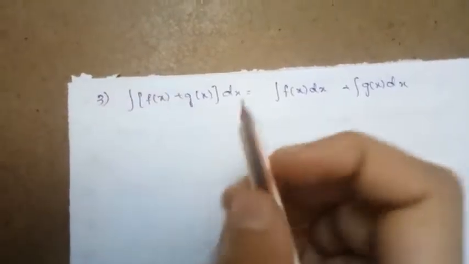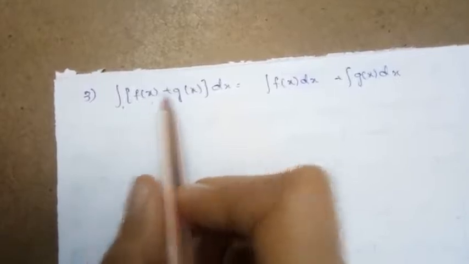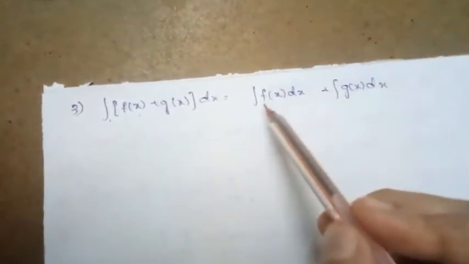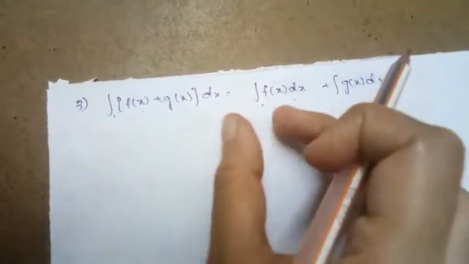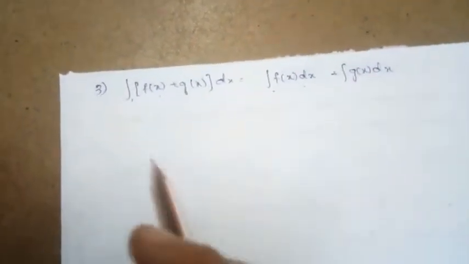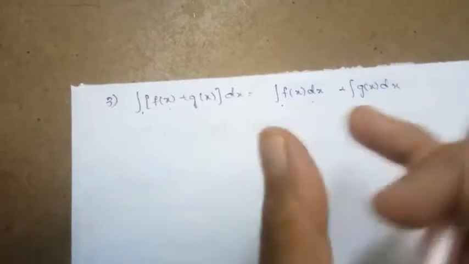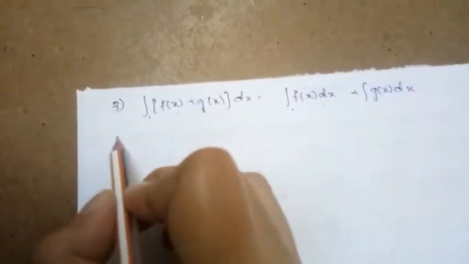The next property says that, like in the algebra of derivatives, here also the integration of f of x plus g of x dx is equal to the integration of f of x dx plus the integration of g of x dx. That means the integration splits along with respect to their functions. So how am I going to prove this one?